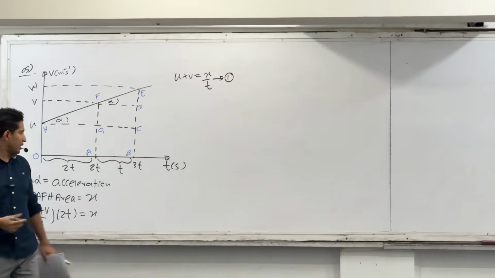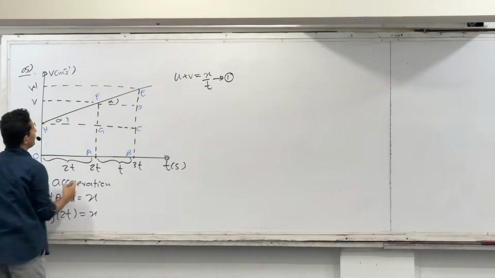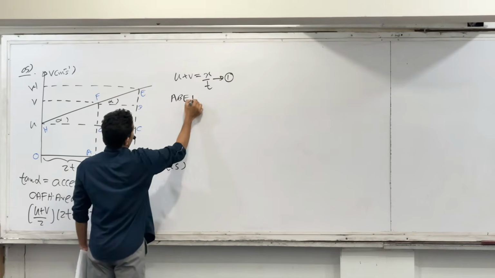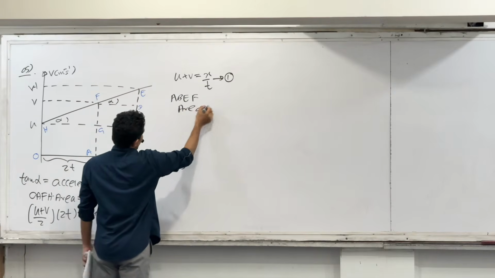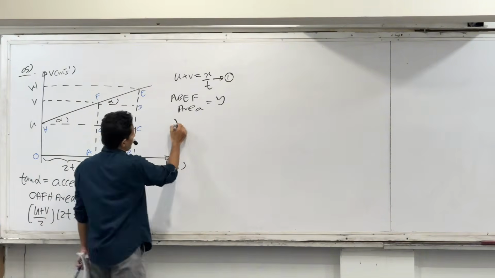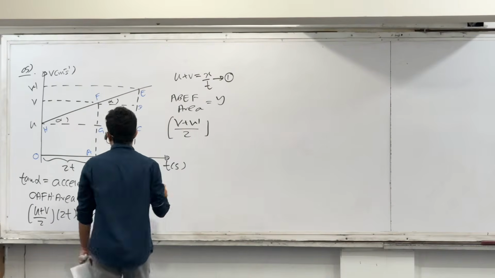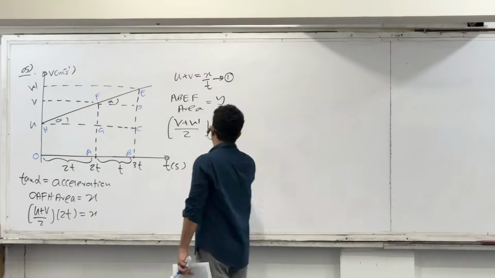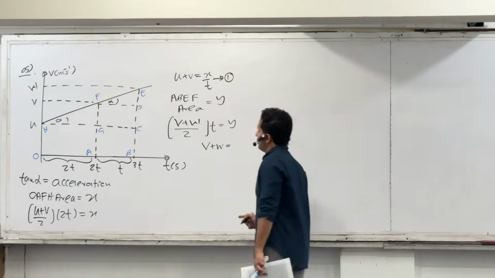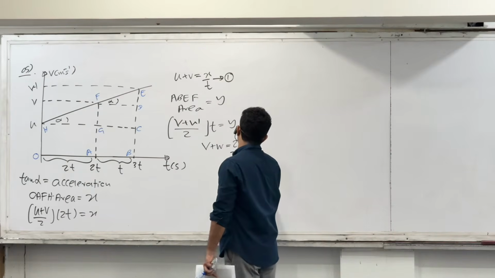Here x is given, so u plus v divided by 2 times 2t equals x. The 2s cancel, so u plus v equals x over t. Take this result as 1. Again, within the next t time the displacement is y, so equate area ABEF to y: v plus w divided by 2 times t equals y, so v plus w equals 2y over t. Take this as 2.